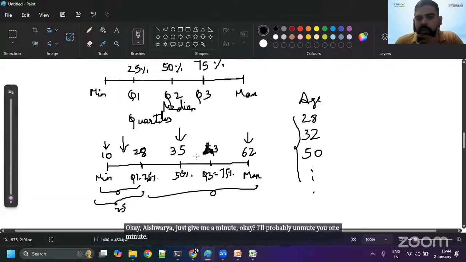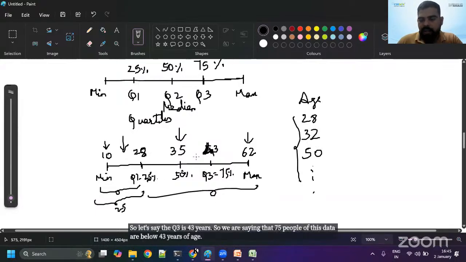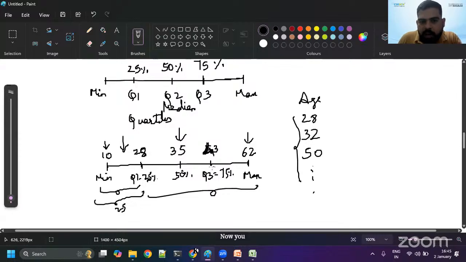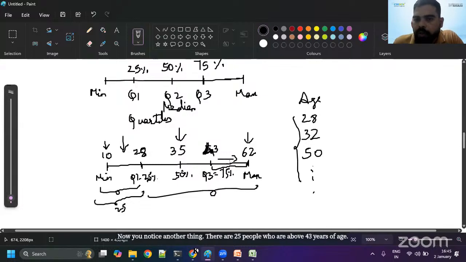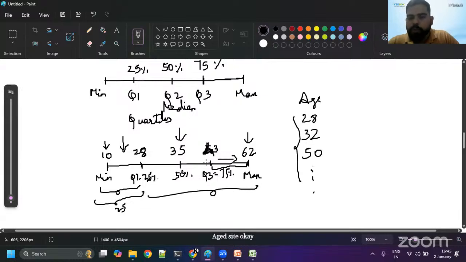So let's say the Q3 is 43 years. So we are saying that 75 people of this data are below 43 years of age. Now you notice another thing. There are 25 people who are above 43 years of age. So you can see that the majority chunk of your data is on the younger side. There are only very few people who are on the aged side, a little bit on the elder side.